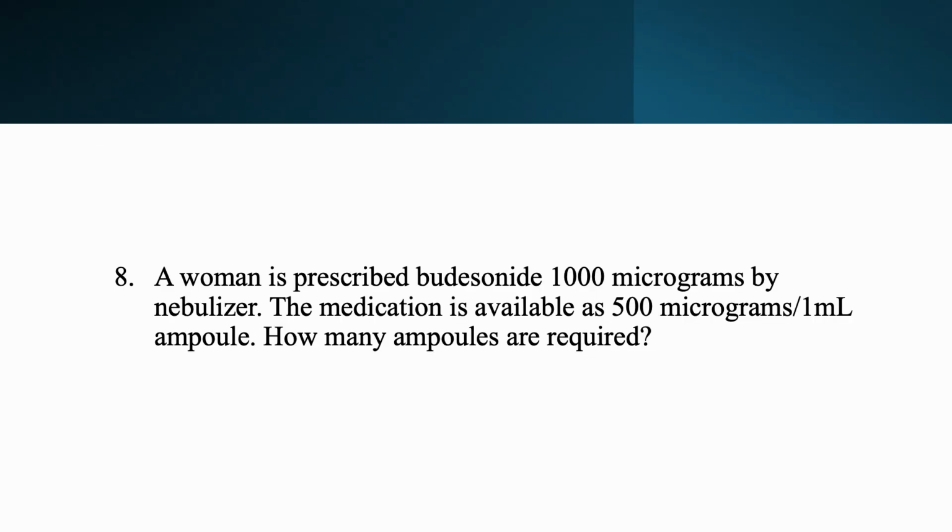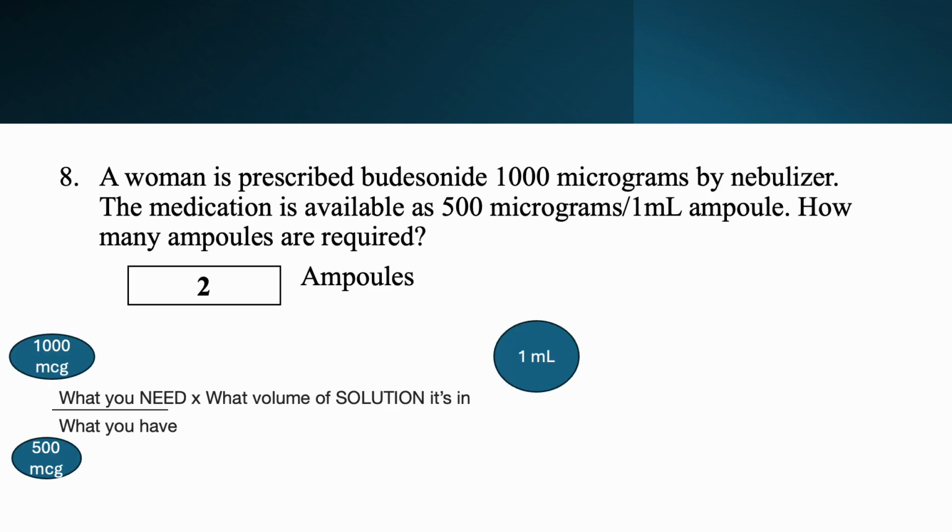Question number 8 is: a woman is prescribed budesonide 1000 micrograms by nebulizer. The medication is available as 500 micrograms per 1 ml ampoules. How many ampoules are required? To answer this question, you can use this formula. To answer most of the drug calculation questions, you can use this formula. Even with the previous questions, it makes it easy to answer drug calculation questions.